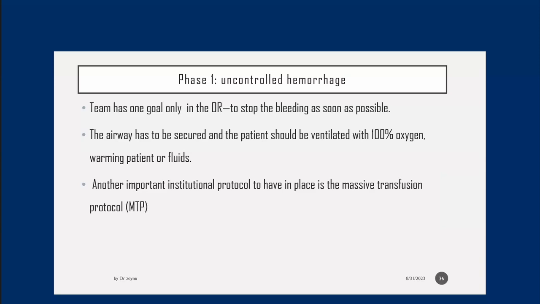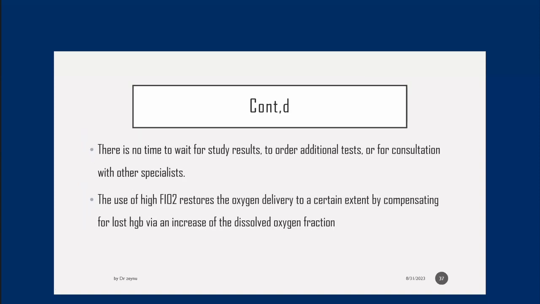In the OR phase 1, the patient can benefit from the warm fluids, as well as surgery for stopping the bleeding. Here the main focus is to prevent the coagulopathy, the hypothermia, and the acidosis. Another important institutional protocol to have in place is the massive transfusion protocol, since the patient may lose a lot of blood. For that matter, we need to activate the massive transfusion protocol team if available.